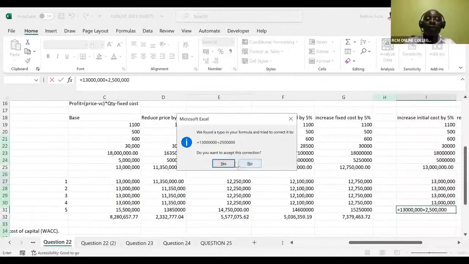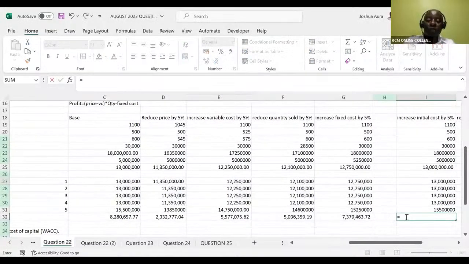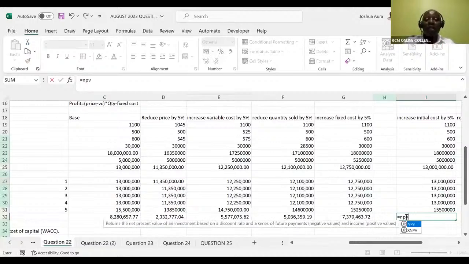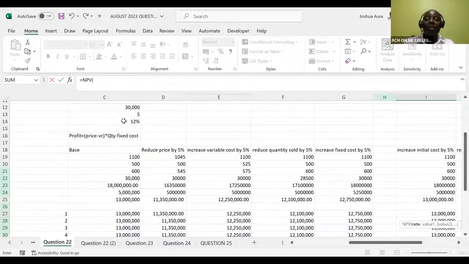So come to the NPV. So the NPV, what do we have here for the NPV, ladies and gentlemen? You'll come and say equals NPV. You take the rate, it is this 12%. The rate is 12%.